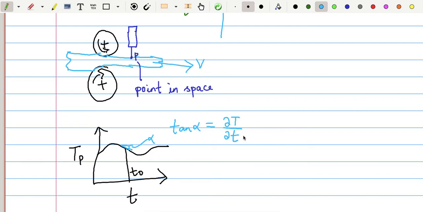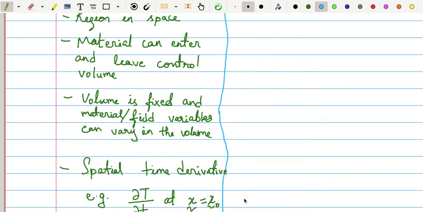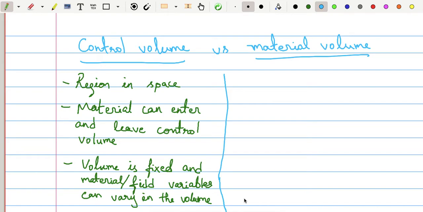Yeah, thank you. So this will be dT by dt. So fine, this is about control volume. Now, what is material volume? Material volume is basically, as the name suggests, a volume of material.